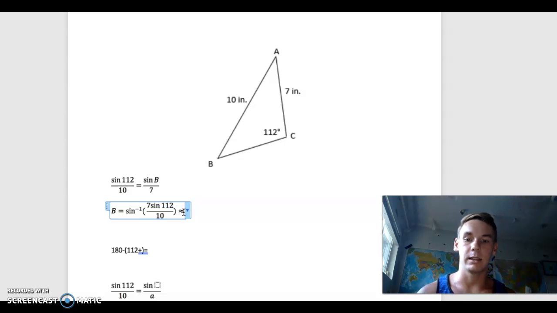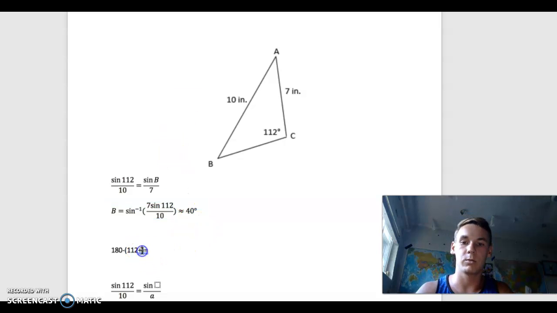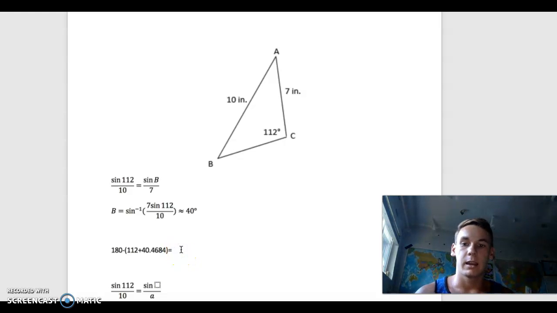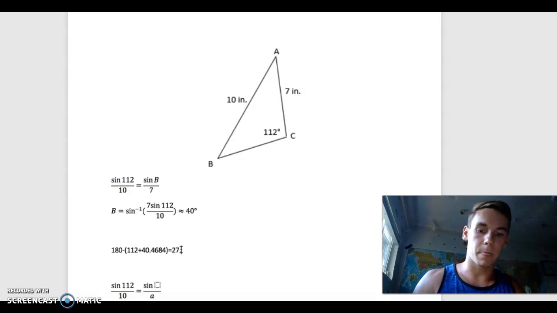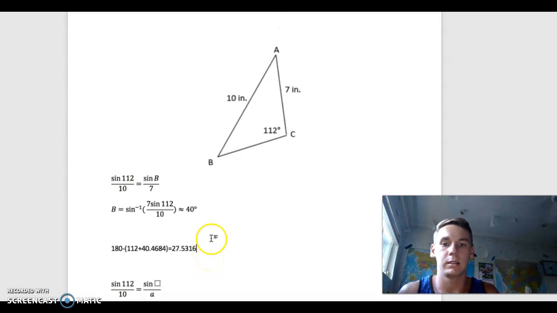40.4684. Now, for this case, we're going to round just to the degree because it is the easiest. So it would be 40 degrees. Now, when you're carrying over computations, you want to carry over at least 4 decimal places, so you're not doing overkill by doing 10, and you're trying to get as exact as possible. So for this one, you'd be carrying 4, so 40.4684, which, adding that together with 112 and subtracting from 180 would get you 27.5316. And that would be the last angle that you're solving for.